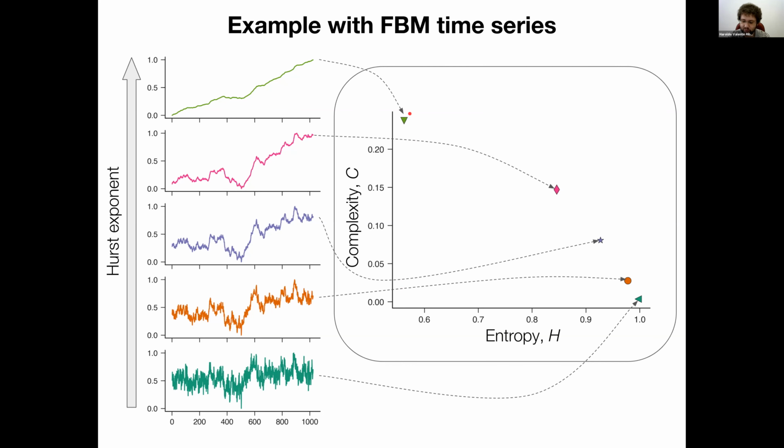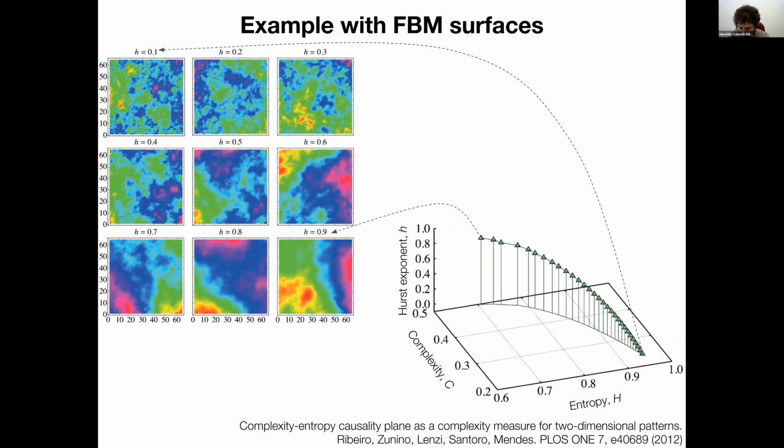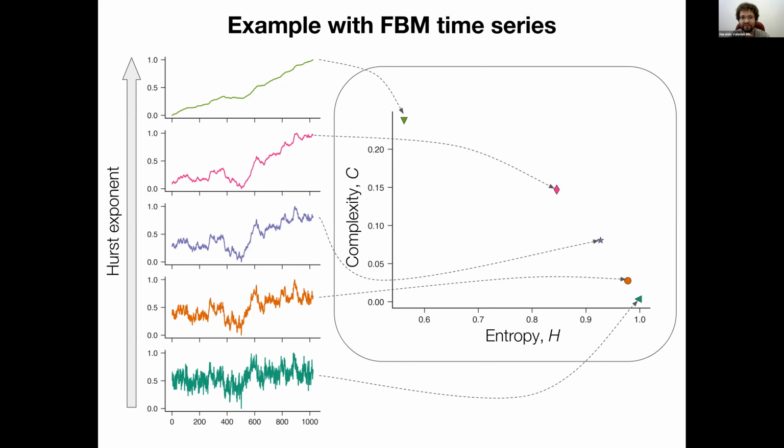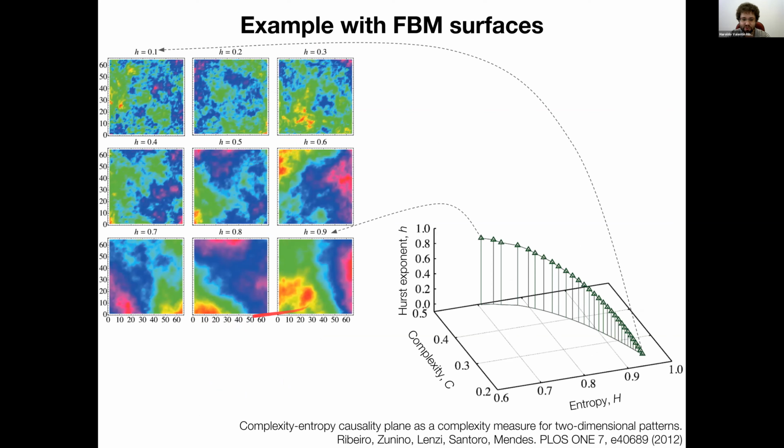But okay, this is for time series. And what about for images? That's what I'm trying to show here. So again, we have some fractional Brownian motion surfaces, or fractal surfaces, that are again characterized by a parameter, the Hurst exponent. And again, if we have small values of the Hurst exponent, we generate very rough surfaces. And as we increase the values of the Hurst exponent, we get smoother and smoother surfaces such as this one.